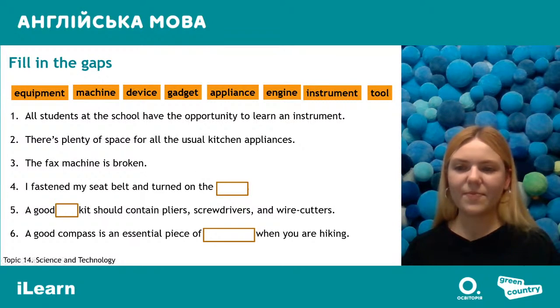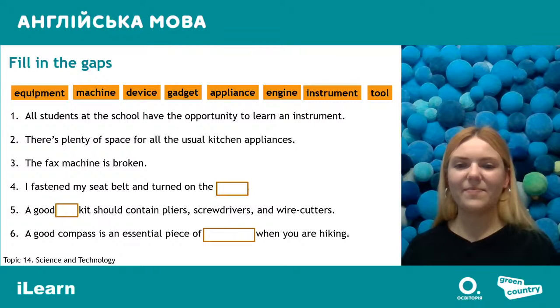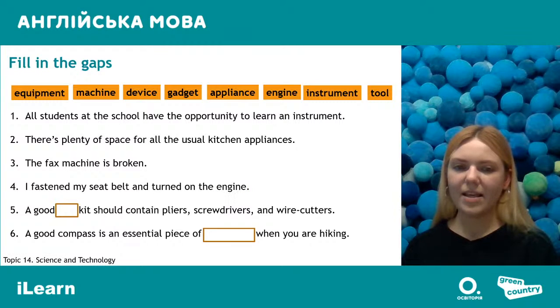Good. Number 4: I fastened my seatbelt and turned on the... So, seatbelt, я пристібнула ремень безпеки і включила. So, what do you turn on? After you fasten your seatbelt, it means that you are maybe in the car. So, what can you turn on? And that is definitely engine. Yeah, so you turned on the engine, і включила мотор.